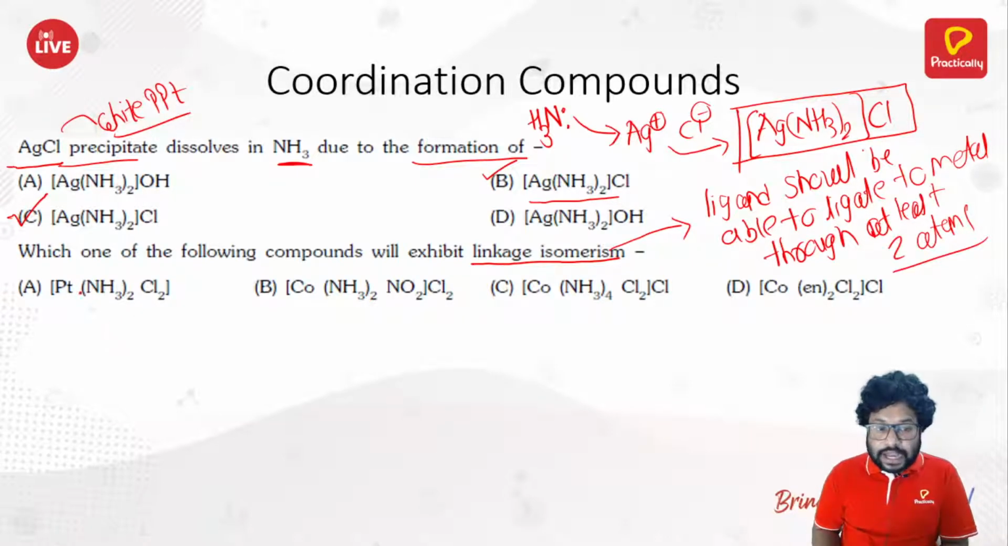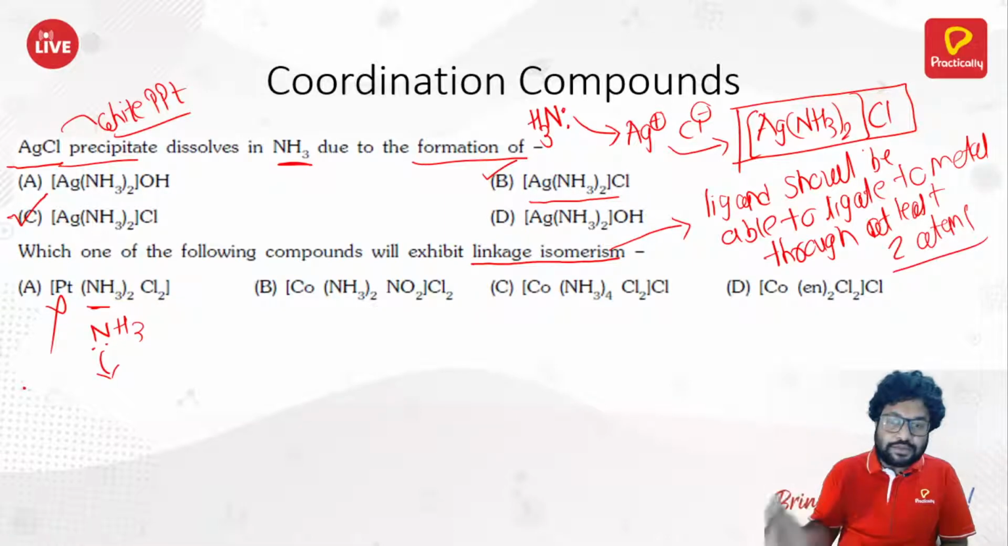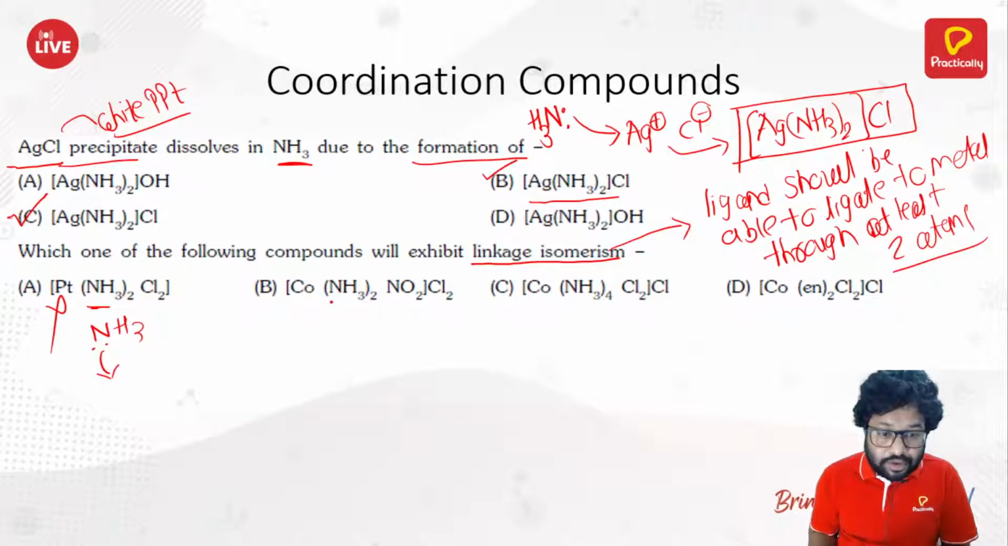So as far as ammonia is concerned, ammonia cannot ligate through 2 atoms. It can ligate only through nitrogen, through which it donates a lone pair. Chlorine is a single atom, so there is no question. This compound cannot show linkage isomerism. However, it can show geometrical isomerism. Okay, but that is not what they have asked us in the question.